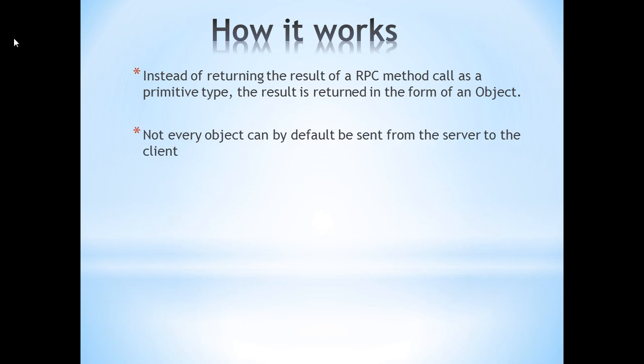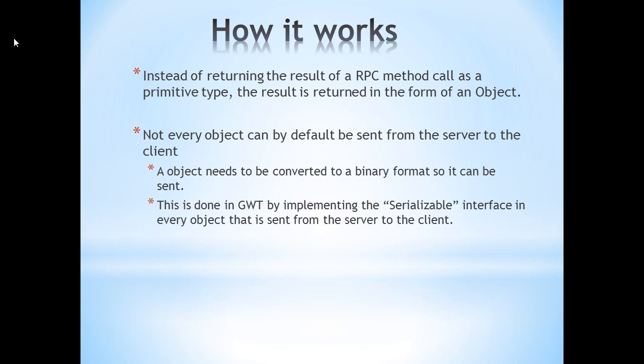It should be noted though, and that's the whole reason why I'm having this slide, that not every object by default can be sent from the server to the client. This is because an object needs to be converted to a binary format so it can be sent from the server to the client. You can do this in Google Web Toolkit by implementing the Serializable interface in every object that you send from the server to the client and vice versa.